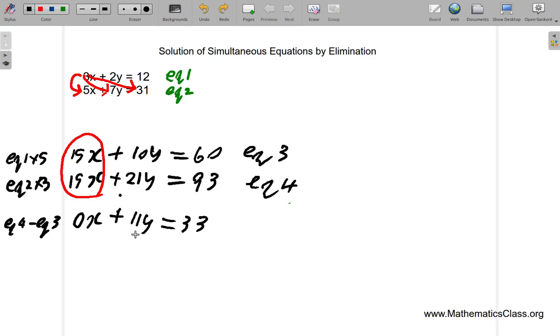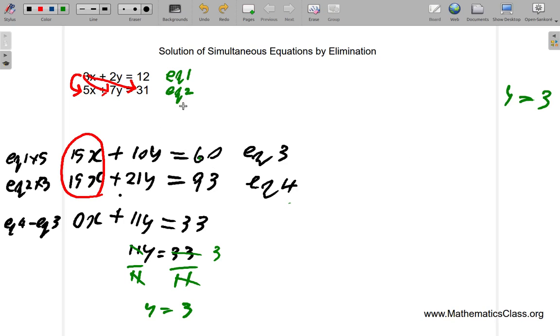Now with x gone, we can just work with the y. 11y is equal to 33. Let me put the y part in green. So 11 times what gives you 33? It's 3. So y must be 3. 11 times 3 gives you 33. So therefore y equals 3. Or we could have just said divide by 11, divide by 11. 11 cancels 11. 11 into 33 goes 3. So y is equal to 3. So we know that y is 3.